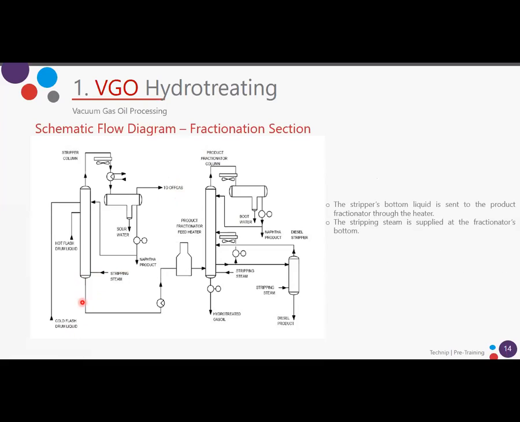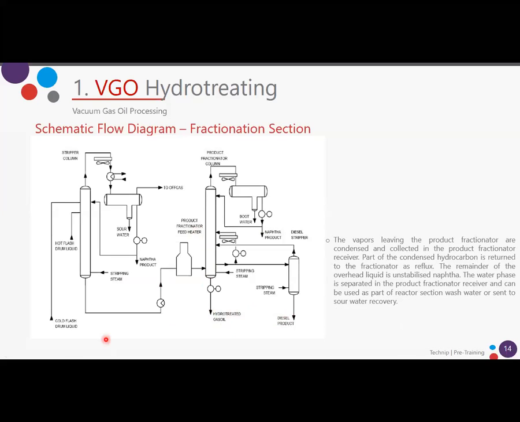So the stripper bottom, this liquid, is hot and is sent to the product fractionator. Here we have stripping steam also in this fractionator. And here you would also like to separate some lighter components and to give your product that we will get here. Okay, so the vapors leaving the product fractionator are condensed and collected in the product fractionator receiver.